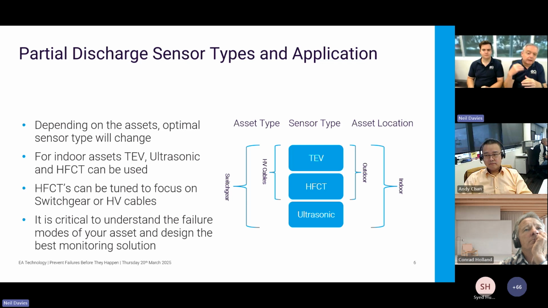HFCT will also find that, but TEV and HFCT will allow you to look down the cable as well as looking locally at the switchgear. So those are the sensor technologies that we use.